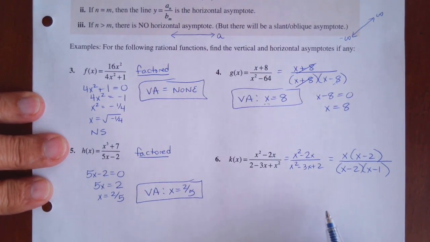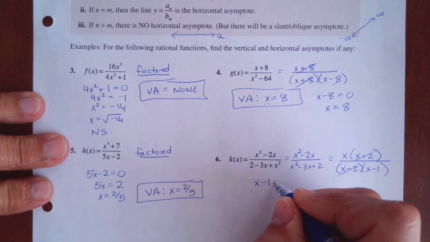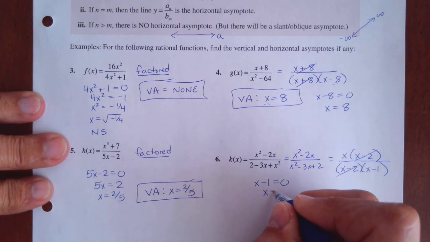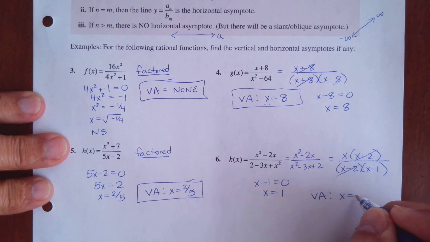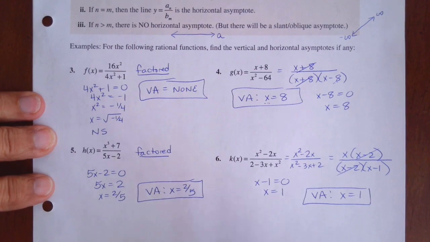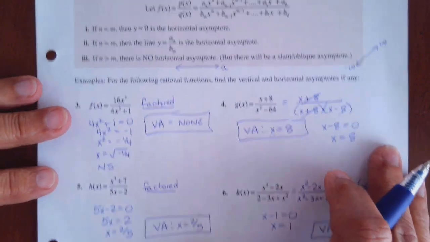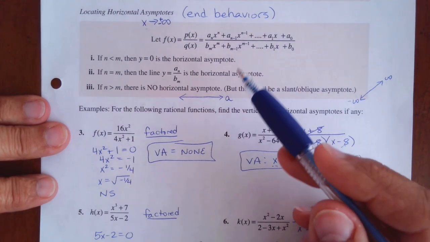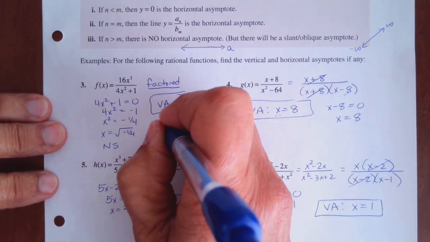All right, and over here, I have a common factor. So that's a hole. So my only vertical asymptote would be where x minus 1 equals 0. So that would be x equals 1. So your vertical asymptote here is x equals 1. Okay, so remember, that's just a quick overview. That's how we found vertical asymptotes. Now, to find horizontal asymptotes, we're just looking at the degree of the problem. Okay, so horizontal asymptote for number 3.